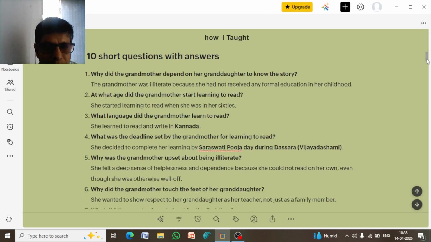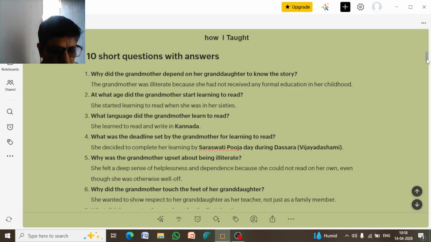Short questions with answers. Why did the grandmother depend on the granddaughter to know the story? Answer. The grandmother was illiterate because she had not received any formal education in her childhood. Question number 2. At what age did the grandmother start learning to read? Answer. She started learning to read when she was in her 60s.